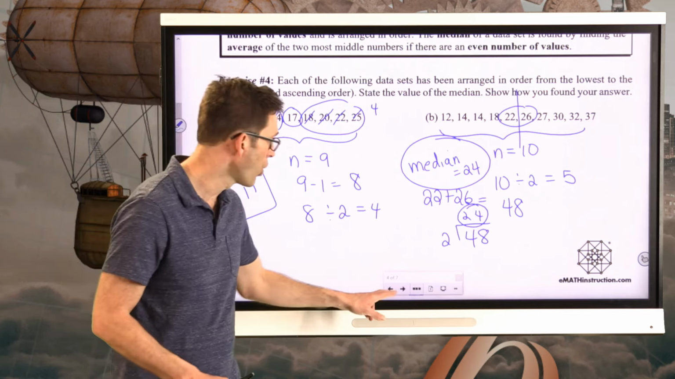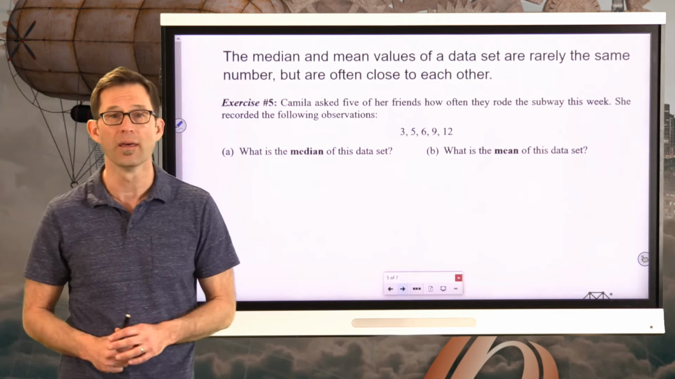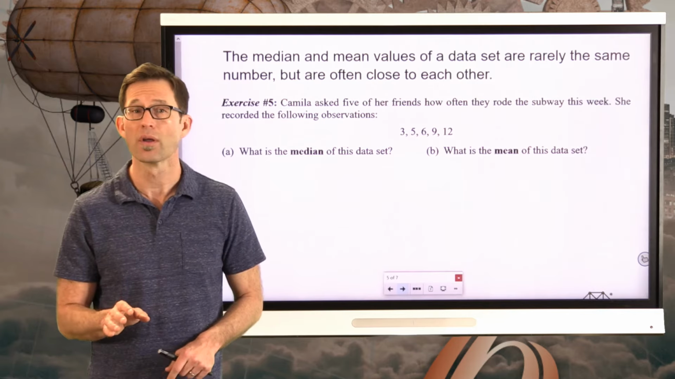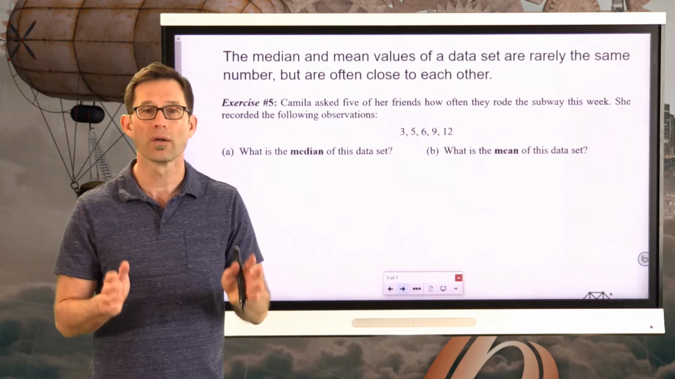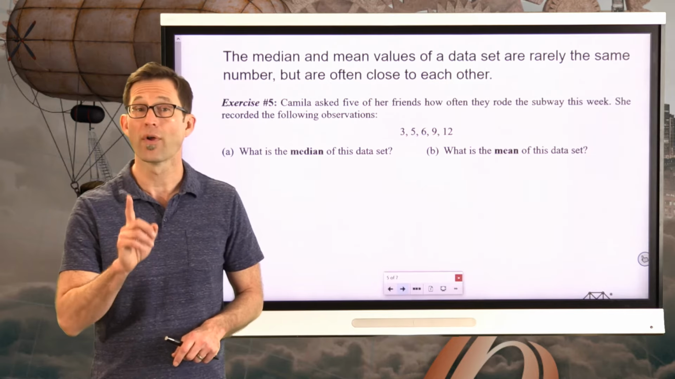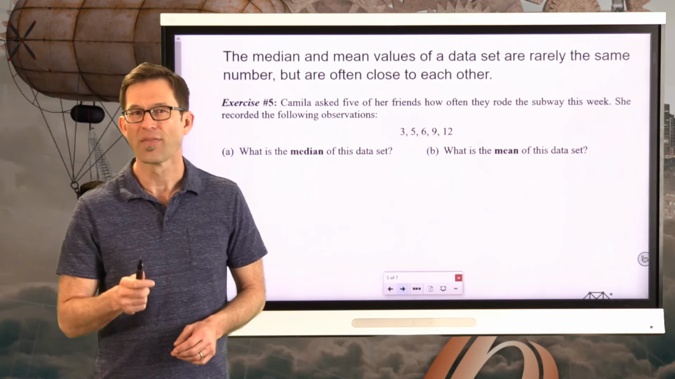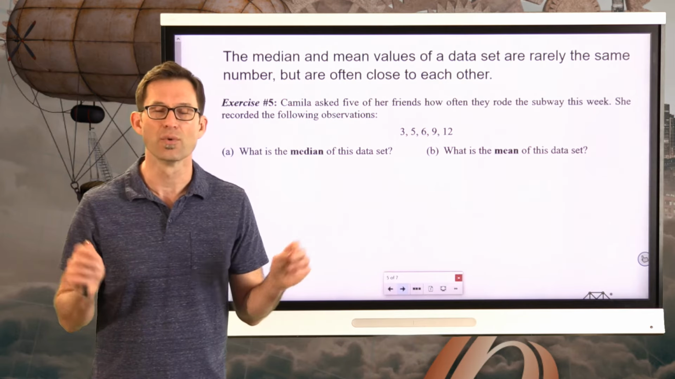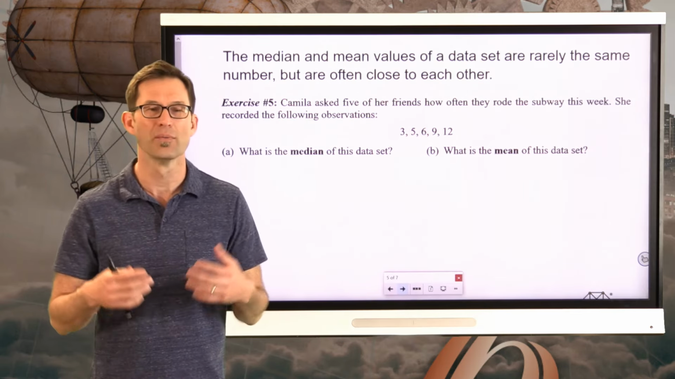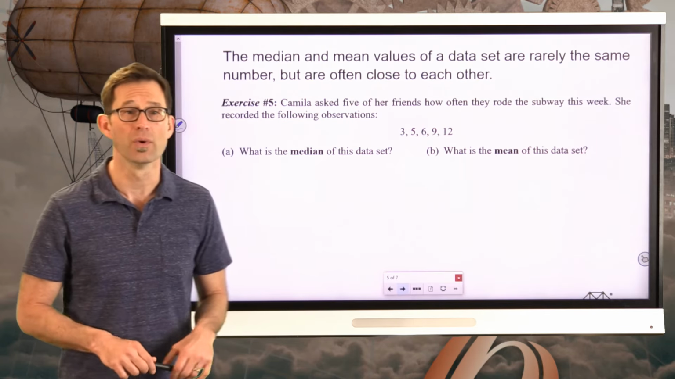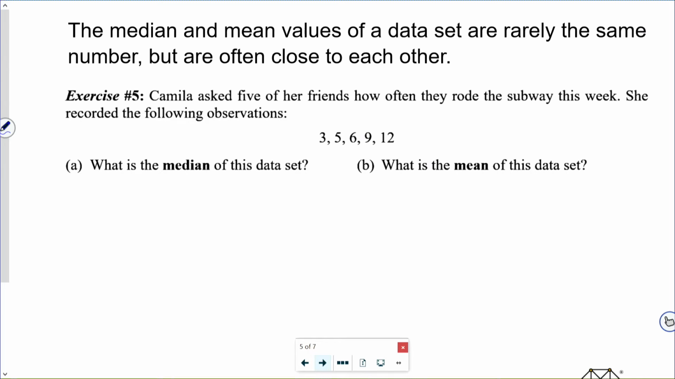So let's do a little bit more work with mean and median. Now the median and the mean values of a data set are rarely the same number. They can be, but they are rarely the same. They're often, though, close to each other. And when they're not close to each other, that's when there's something interesting going on. Now what does it mean to be close to each other? Well, that takes a little bit of nuance, a little bit of practice, and a lot of work with statistics. But let's take a look at that issue in exercise number 5.